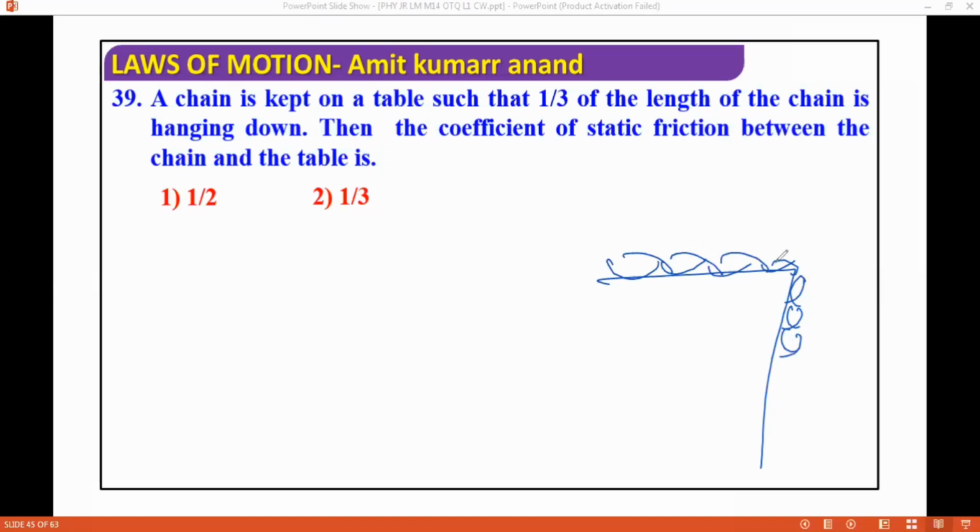So simply don't think anything. See, the chain is kept on the table such that 1/3 of its length is hanging down. So basically this is L by 3. If this is L by 3, then this is L minus L by 3, which is 2L by 3.